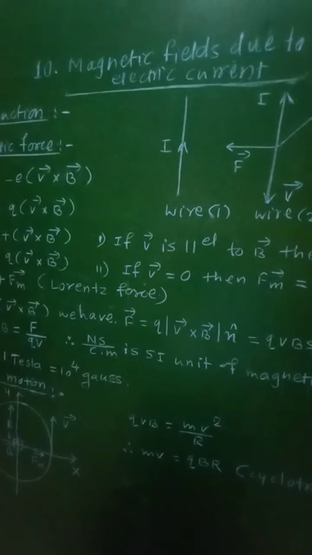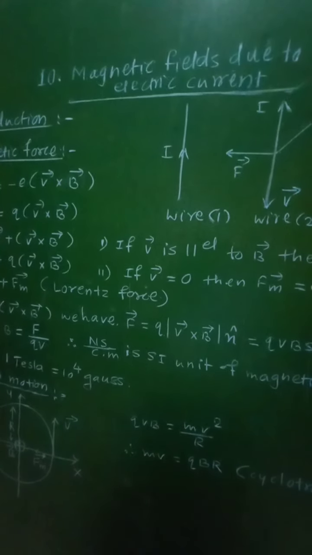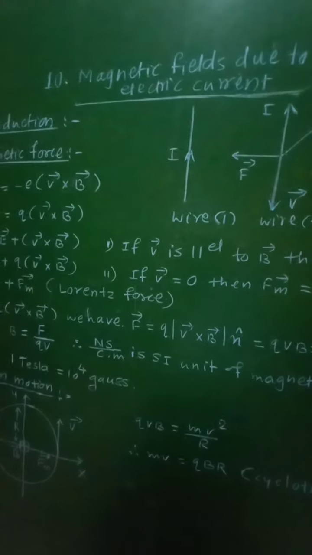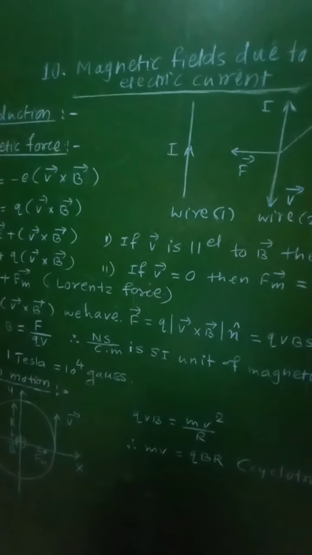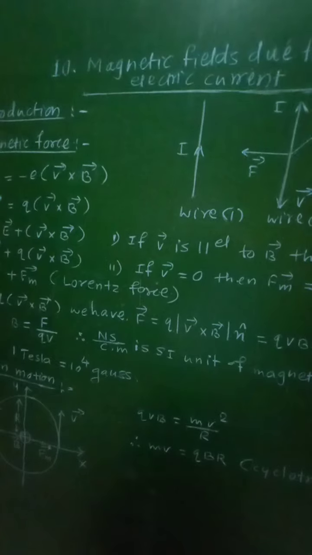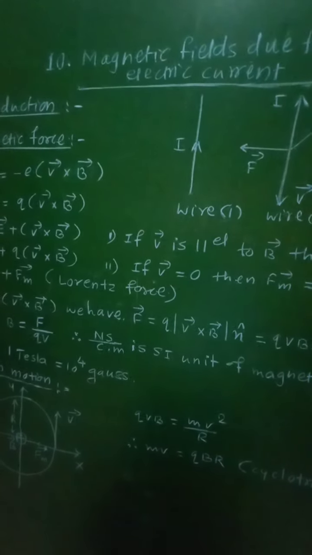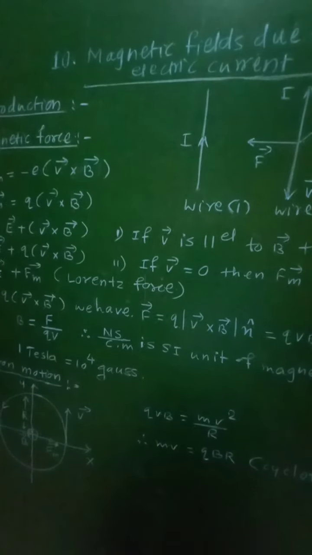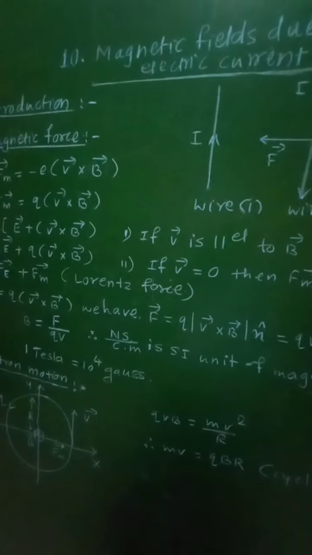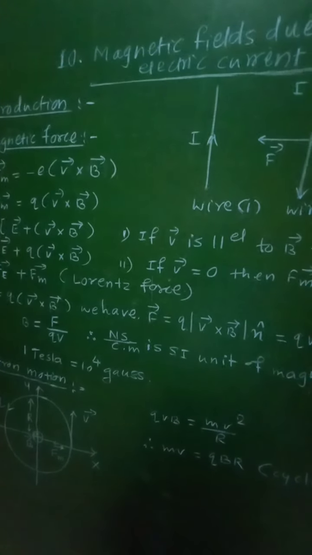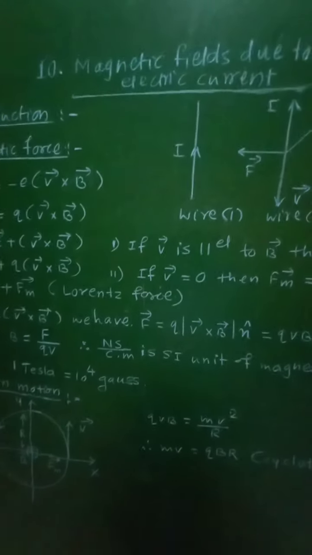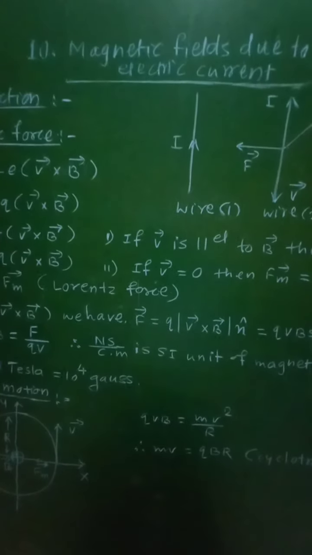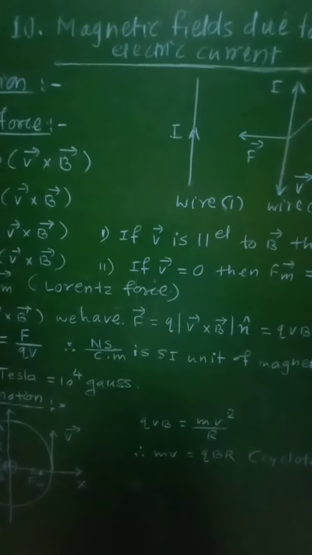In this chapter, we have to study how the magnetic fields are produced by an electric current. When a magnetic needle is held close to a current carrying conductor or wire, then the needle shows the direction of magnetic field circling around that wire.